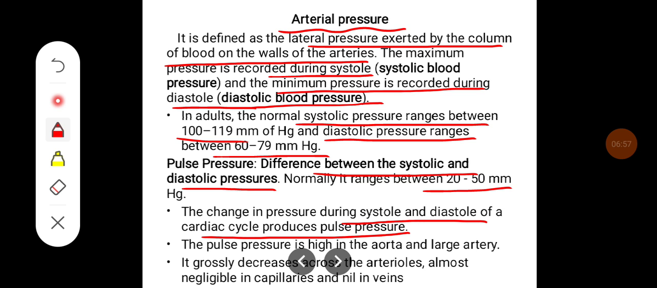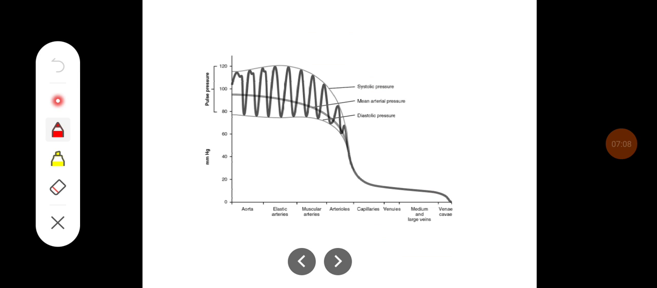The pulse pressure is high in the aorta and large arteries, and it grossly decreases across the arterioles, is almost negligible in the capillaries, and nil in the veins. Here you can see the pulse pressure in the different arteries. In the aorta, it is maximum, and as the vessel narrows down, when it comes to the arterioles, the pulse pressure drastically reduces, and in the capillary, it is almost zero.